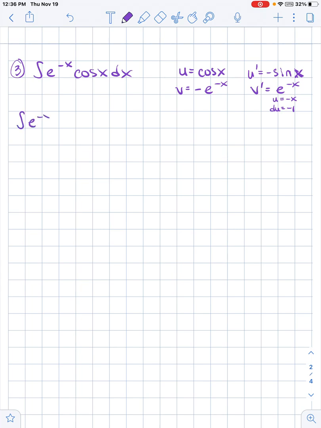Okay, if I rewrite this, I've got the integral of e to the negative x cosine x dx equals u times v, minus the integral of u prime v. So that's negative sine x times negative e to the negative x. That's then positive e to the negative x sine x.